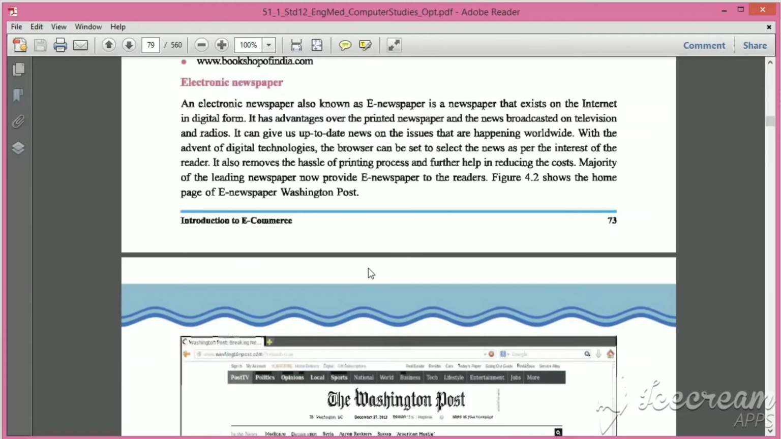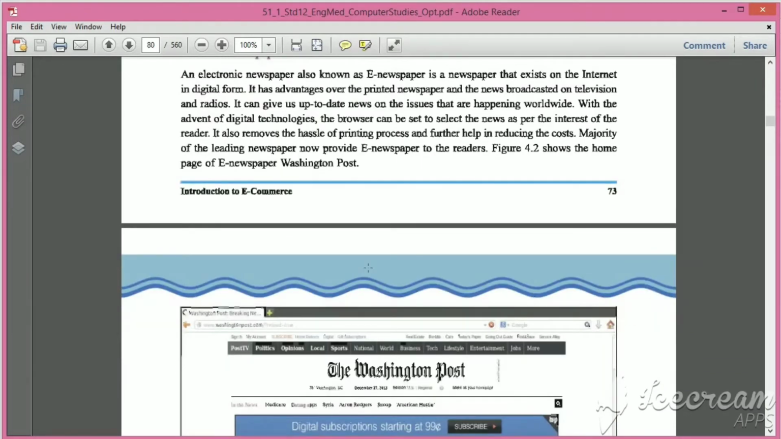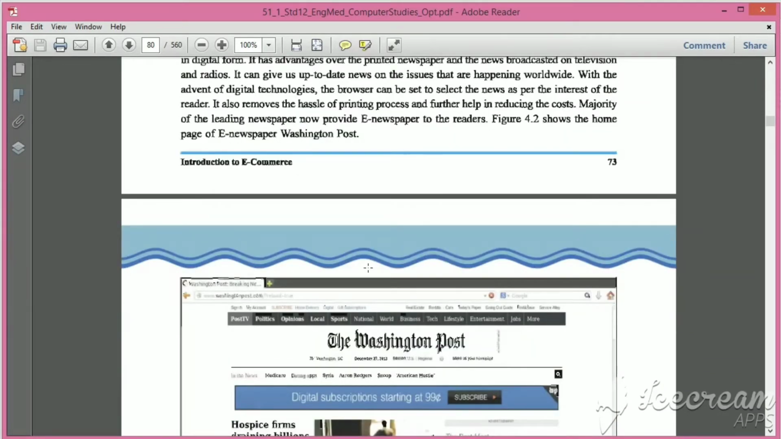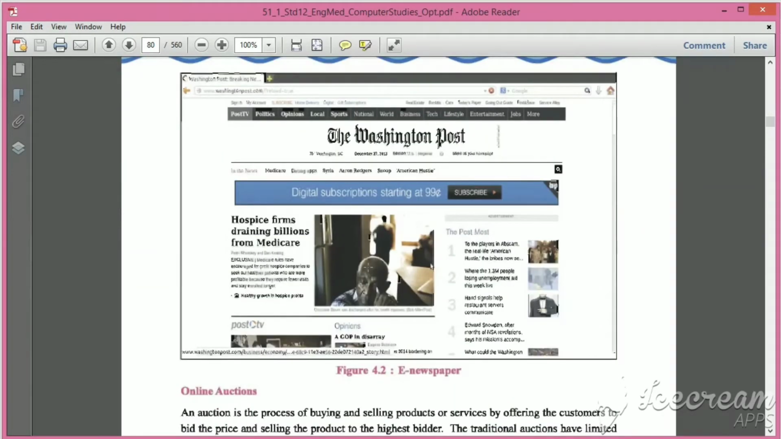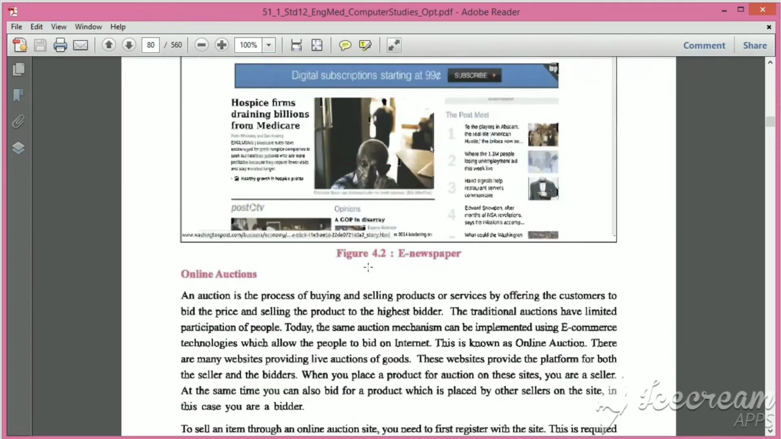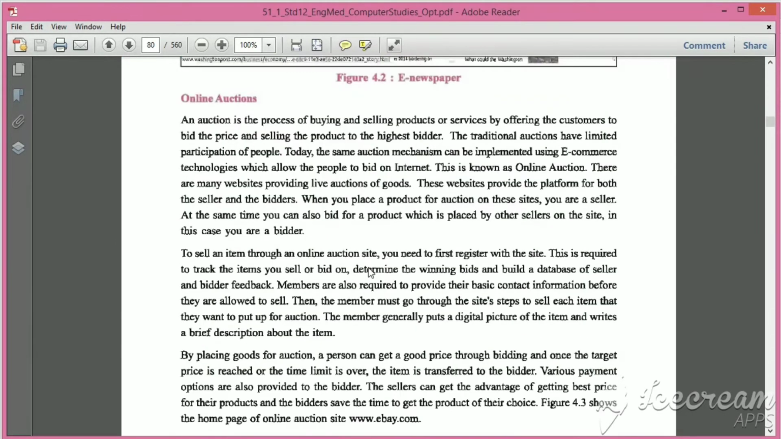Now in figure 4.2 they gave the example of an e-newspaper, that is the Washington Post. The Washington Post is a very famous website for online news in the US. Now the third application is online auction.